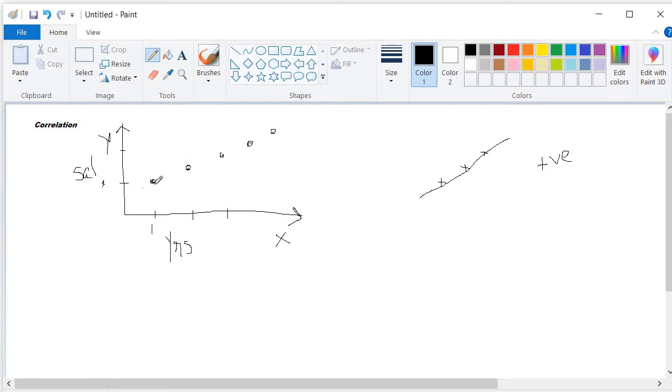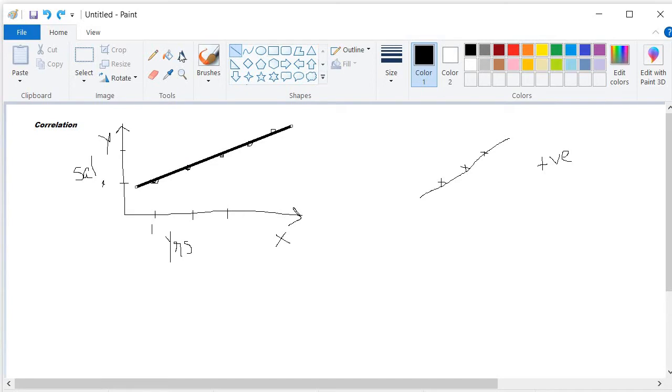So now if you draw a straight line over here, consider it as a straight line, you can say that this is a positive linear correlation. As I told you, if the points in the scatter plot are approximately in a straight line, we call it a linear correlation. Now when the variable on the x-axis increases, the variable on the y-axis also increases. Hence we call it a positive linear correlation.